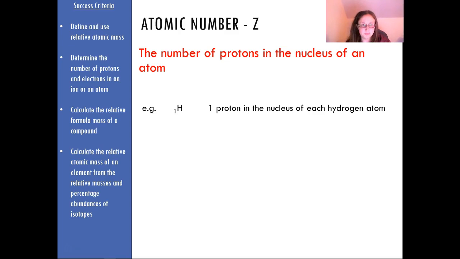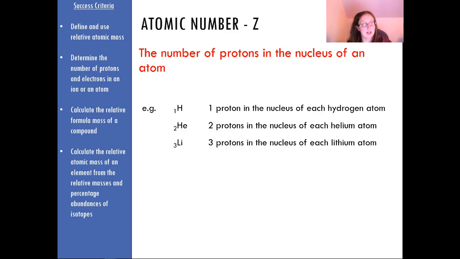So in this example, we've got one proton in the nucleus of every hydrogen atom. If we look at He2, hopefully you're instantly going, there's going to be 2 protons. And if we're looking at Li3, that's 3 protons in the lithium atom. Okay, so that's atomic number. Pretty straightforward, hopefully happy with that.